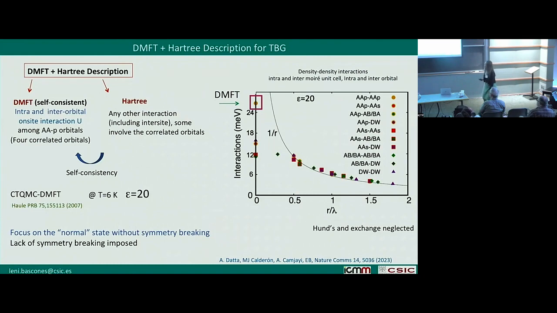We are going to work at 6 Kelvin, if I don't say anything else, and with this dielectric constant. There are small Hund and exchange terms that we are neglecting, because what we want to study is the normal state, not the symmetry breakings. These terms are not given importance because they are small. And since I'm going to focus on the normal state, I'm going to impose that we are in the normal state, so we know that everything we get is not a consequence of a symmetry breaking.